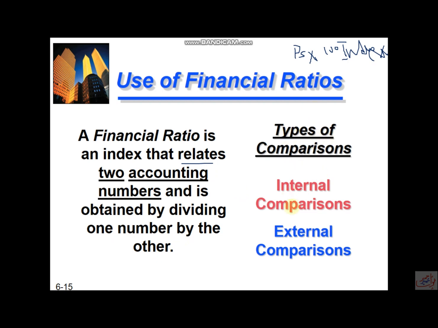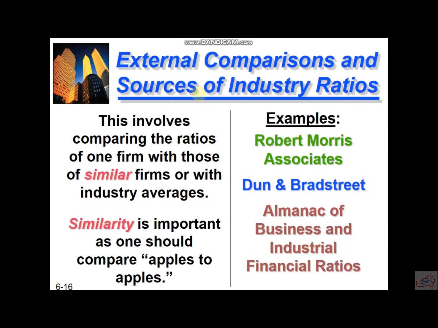Okay, types of comparisons: internal comparison and external comparison. In financial ratios, we have two types of comparisons. One is within the industry and one is outside the industry. Now, external comparison and sources of industry ratios. It involves comparing the ratio of one firm with those of similar firms or with the industry average. Similarity is important, as one should compare apples to apples. Let's suppose you are selling apples, so you have to compare yourself with the sellers of apples. You can't compare yourself with a shoemaker or a biryani seller. So definitely you have to compare yourself within your industry, within a similar industry. Let's suppose there are 14 apple distributors, so you have to compare yourself with these 14 apple sellers, not with any other commodity.